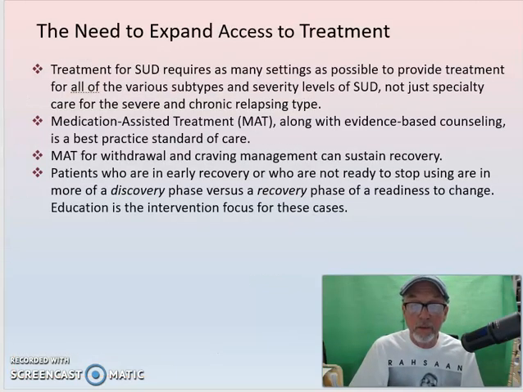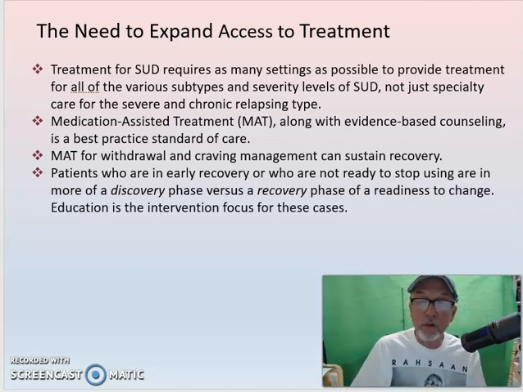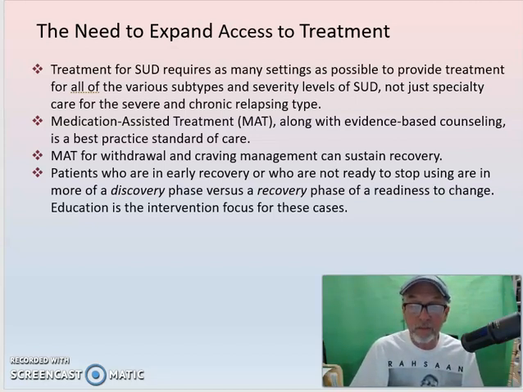Wow. So we need to expand the access to treatment because most of our treatment is targeting the most chronic and severe relapsing type of substance use disorder. But most people with the diagnosis of substance use disorder aren't the chronic relapsing type. And yet most of the treatment programs are targeting that chronic, severely addicted type. So we have to bring substance use treatment into other arenas than the traditional programs that treat just the severe.